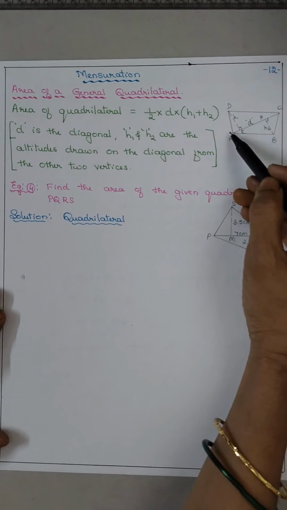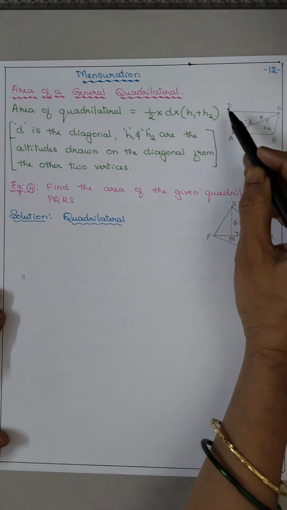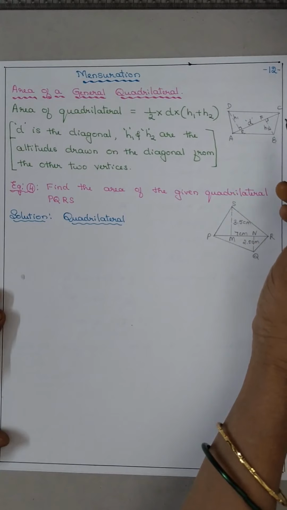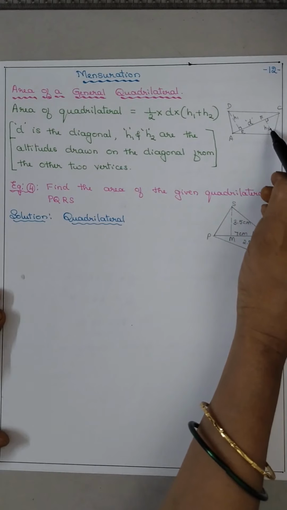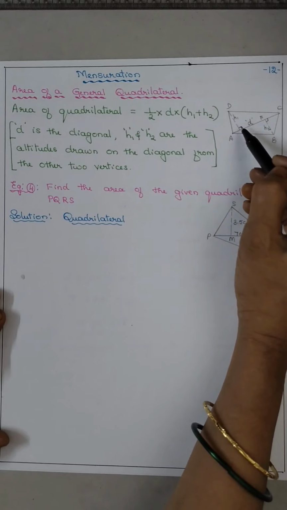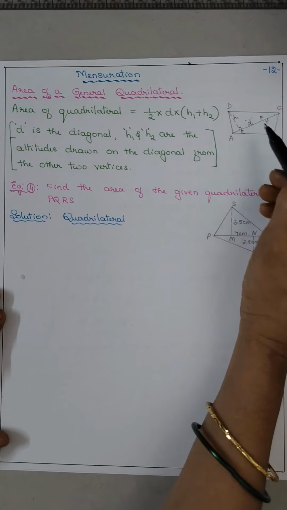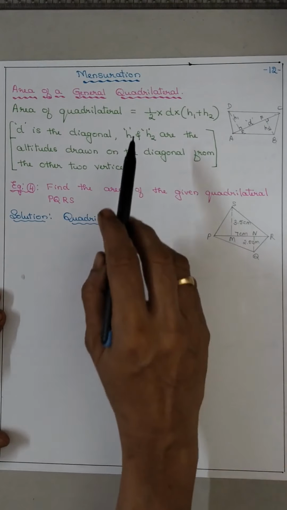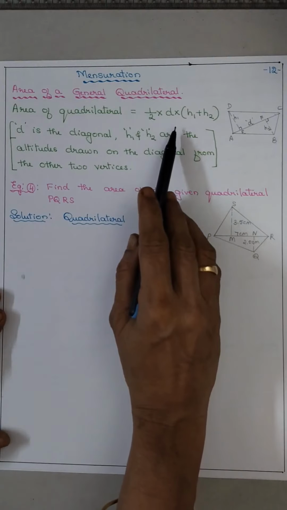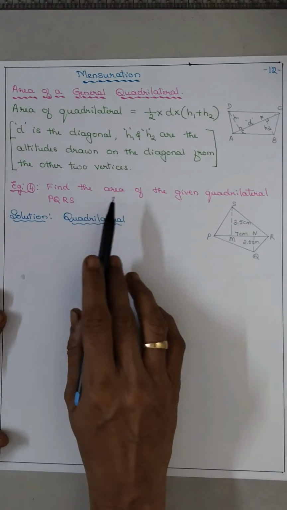Okay. So this AC is the diagonal. Now other than AC, B and D are the vertices. So from D and from B, the altitude, that is the perpendicular line drawn to the diagonal, is called H1, H2, that is height. Okay, so the formula is half into D into H1 plus H2. Remember the formula. Find the area.